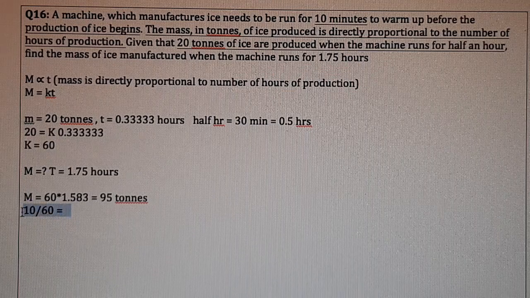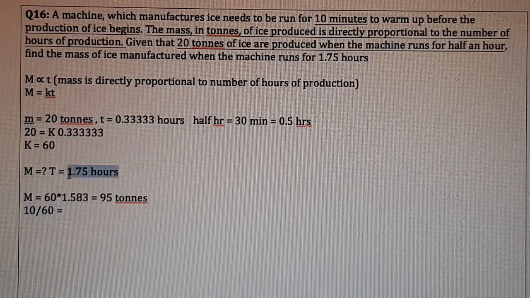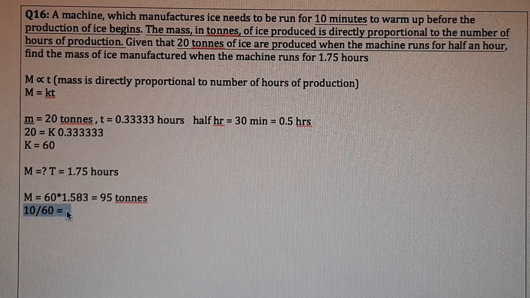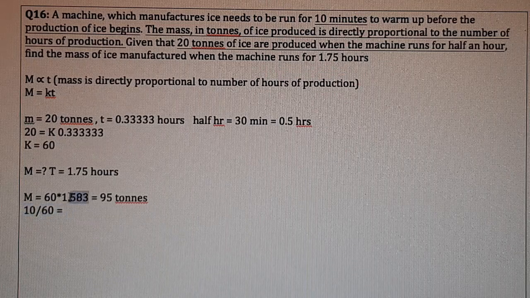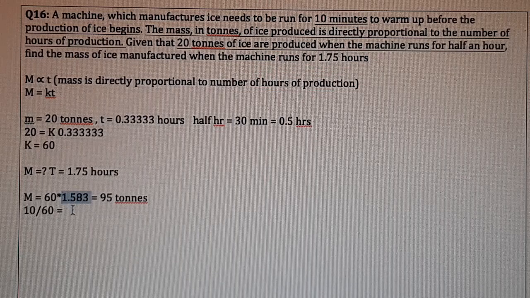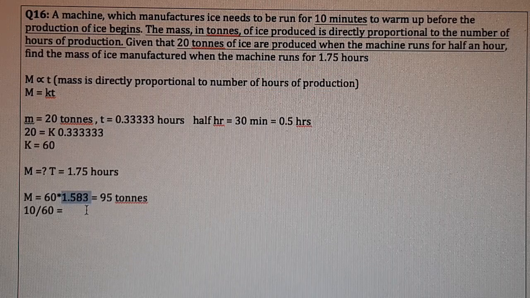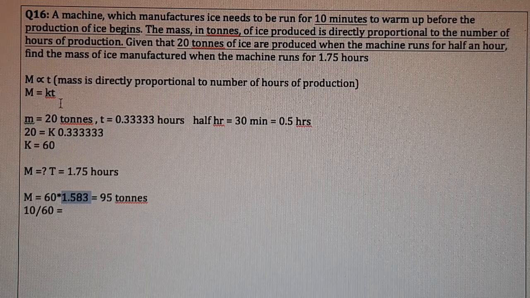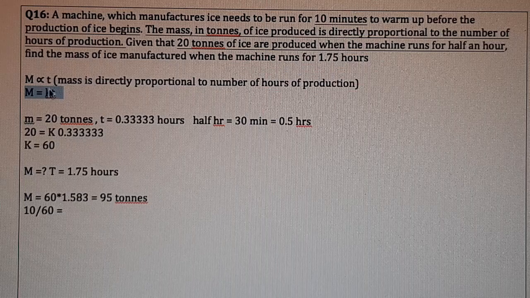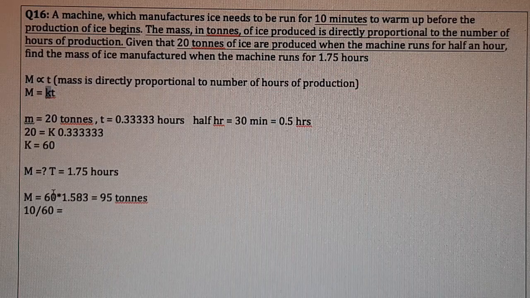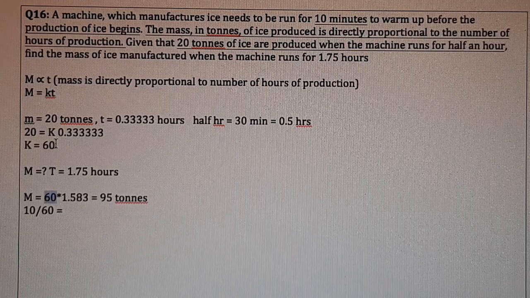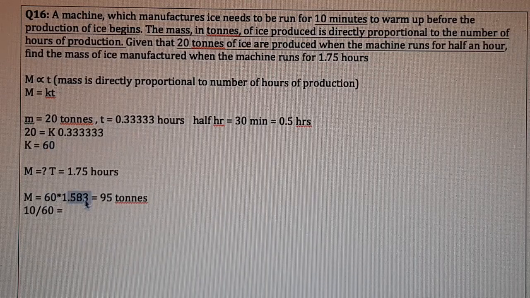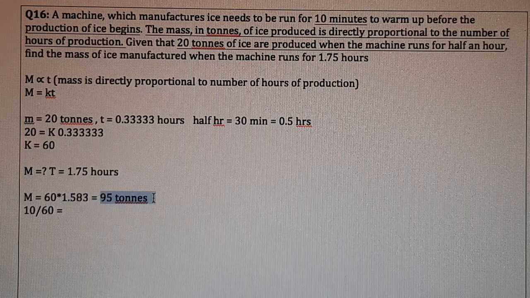Now you have to subtract this value from 1.75 hours, because 10 minutes are to be used for the warm up. So after warm up, you will be left with 1.583 hours. That is the time during which the production will be going on. Again using the relationship m is equal to kt. Now k is obtained, and that is 60 from here. Now k is 60 and t is 1.583. So 60 into 1.583 is equal to 95 tons.